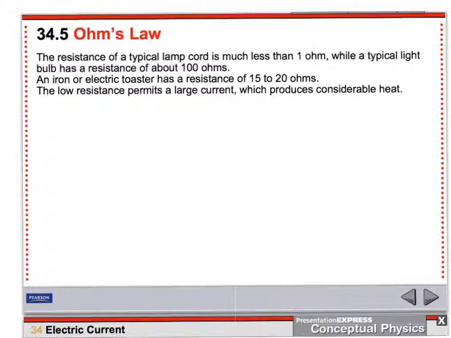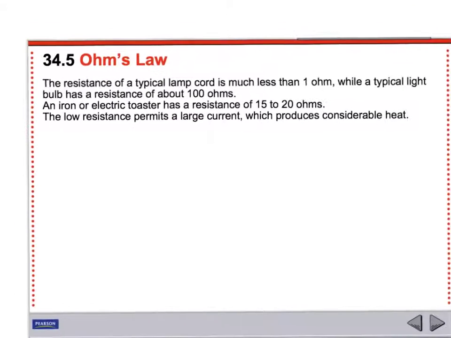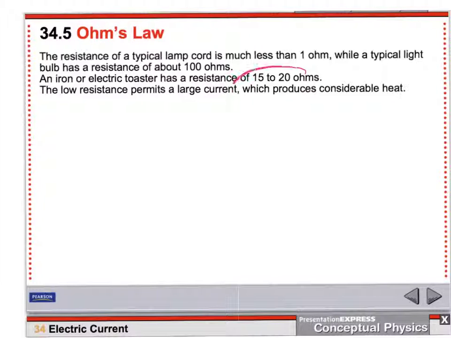This just gives some resistance values of different wires. Typically, if you have wires just connecting things, the resistance needs to be very, very low. If you have something that actually does some type of work, like a light bulb or a toaster or an iron, they're going to have a certain resistance value. The lower the resistance, the greater the flow of electrons.